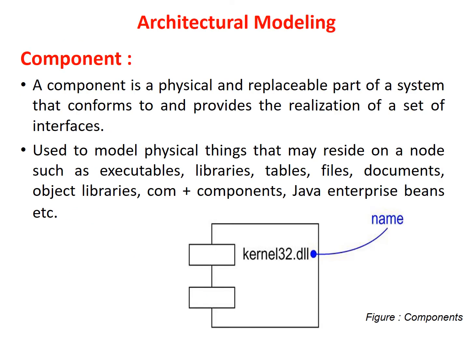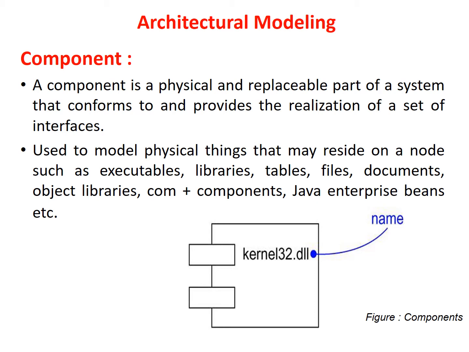First, we'll see component. A component is a physical and replaceable part of a system that conforms to and provides the realization of a set of interfaces. Components are used to model the physical things that may reside on a node, such as executables, libraries, tables, files, documents, object libraries, COM+ component, Java Enterprise Beans, etc.